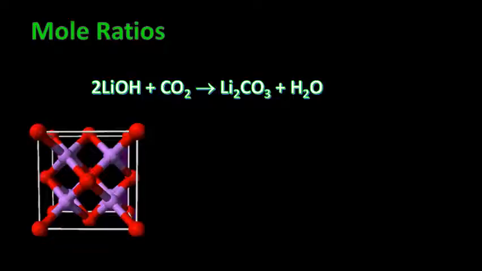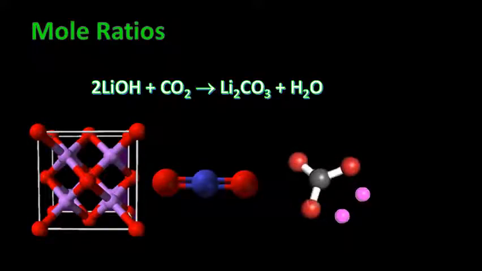Lithium hydroxide's an ionic compound, looks like that. Carbon dioxide's covalent. Lithium carbonate is ionic. This structure right here, this is the carbonate ion, right? CO3, 2 negative, so we need 2 of these lithium ions, and water.